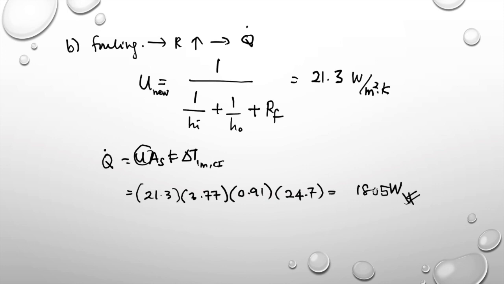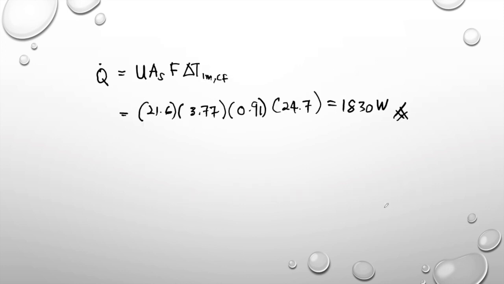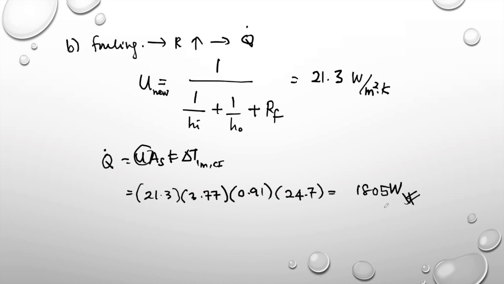As you can see, it is reduced by 25 watt if there is fouling inside this heat exchanger. So that's all for the LMTD, example 11. Thank you.